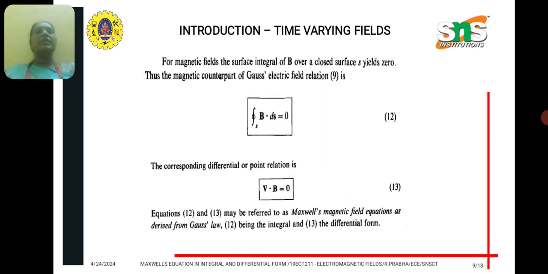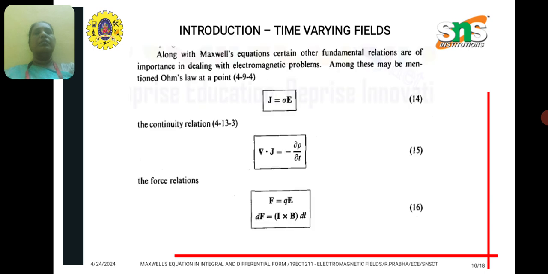Next we are going to see the Maxwell Gauss magnetic field equation, integral of B dot dS equal to 0, and in differential form, del dot B is equal to 0. This is Maxwell's field equation derived from Gauss law. And for time varying fields we can write J is equal to sigma E, del dot J is equal to minus dou rho v by dou t, and the force F is equal to QE, dF is equal to I dl cross B.